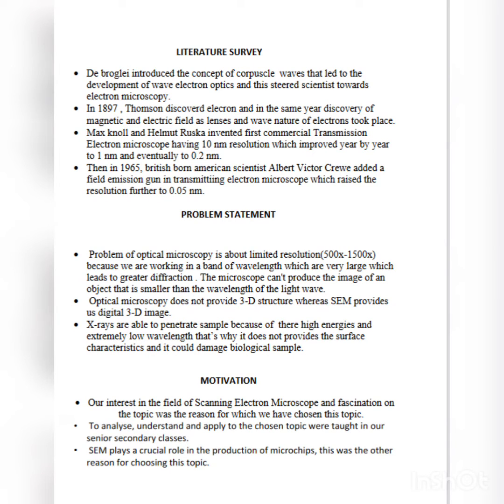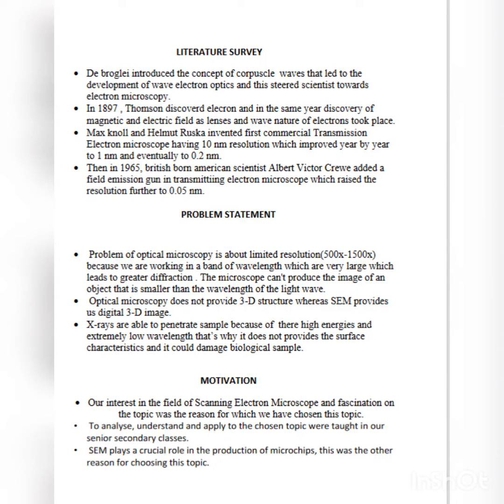De Broglie introduced the concept of corpuscle wave that led to the development of wave electron optics and thus steered the scientists towards electron microscopy. In 1897, Thomson discovered the electron, and in the same year, the discovery of magnetic and electric fields as lenses and the wave nature of electrons took place.